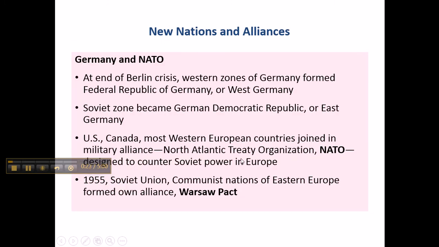Okay, Germany and NATO. With this is the rise of the defensive alliance that will dominate the 20th century. The North Atlantic Treaty Organization, or NATO, was designed to counter Soviet power in Europe. And in 1955, the Soviet Union and the other communist nations of Eastern Europe formed their own alliance, the Warsaw Pact, which was designed to stop NATO aggression. These two alliances will dominate the 20th century.